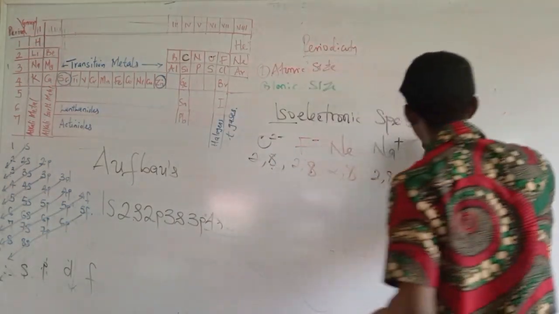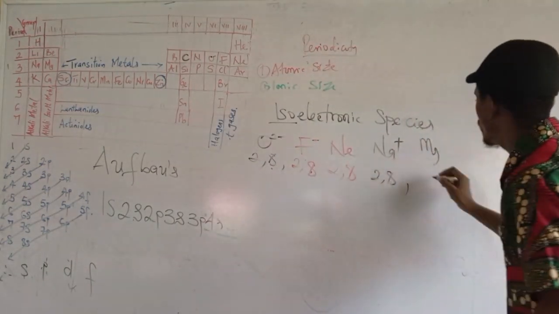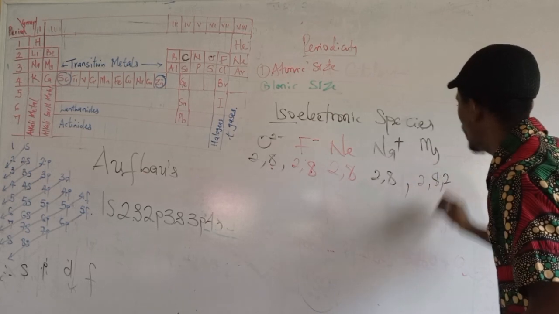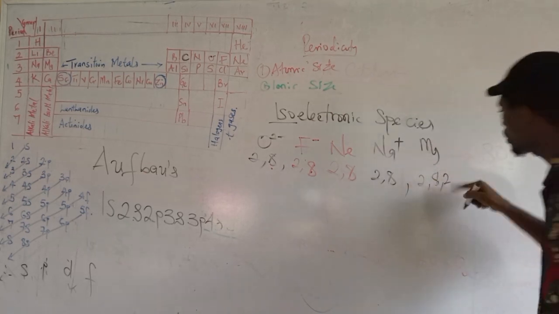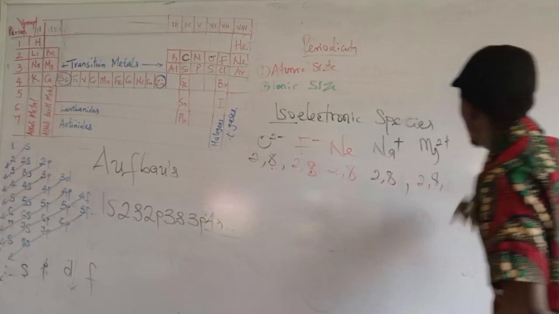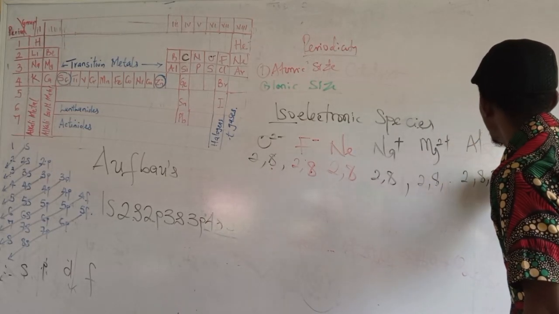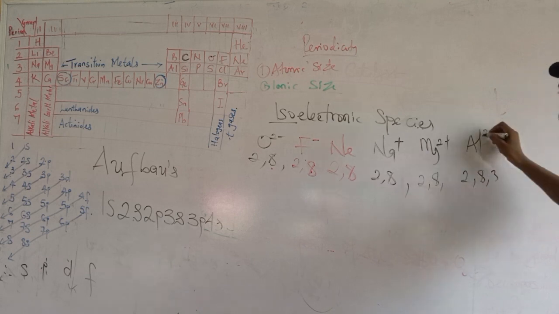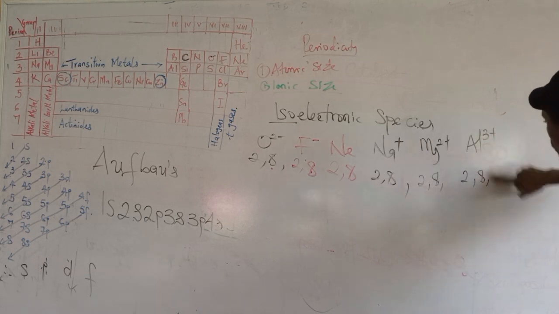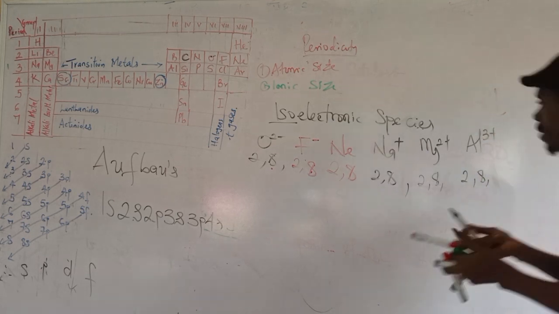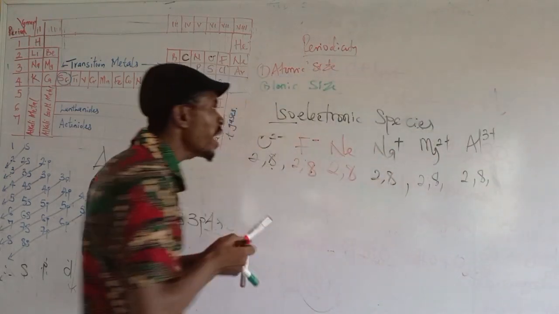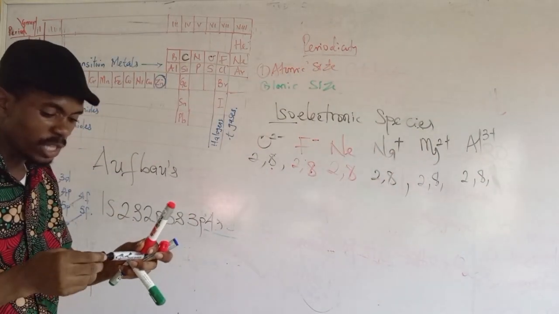Another example again is magnesium. Magnesium is 2,8,2, that is 12. Lose 2 electrons, it becomes 2+. Aluminium is 2,8,3. Lose 3 electrons, becomes aluminium 3+. So all these examples are referred to as isoelectronic species.